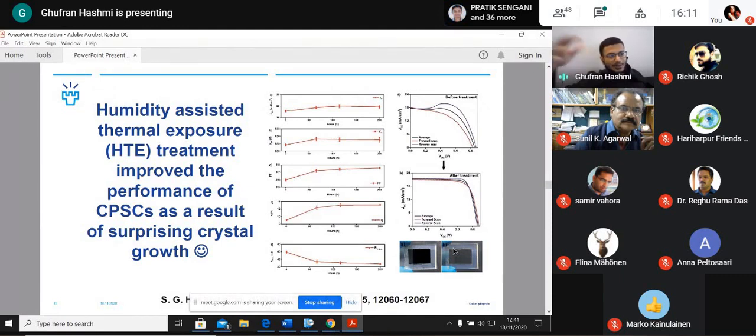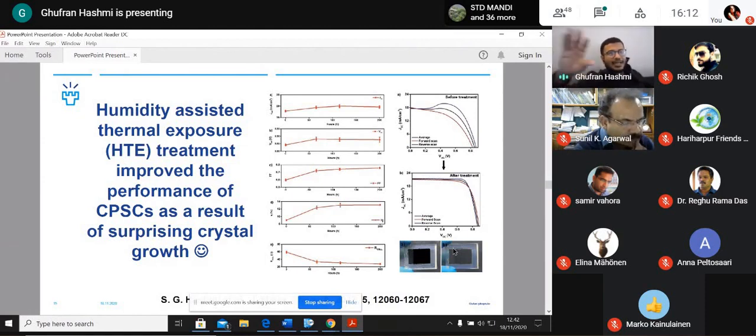The same chamber was able to create a thermo-humid environment, because if somebody is following this field of perovskite, they all know that perovskite degrades rapidly in humidity and moist conditions. But our curiosity, based upon these two brilliant testings, led us to test the same device structure under humidity-assisted thermal treatment.